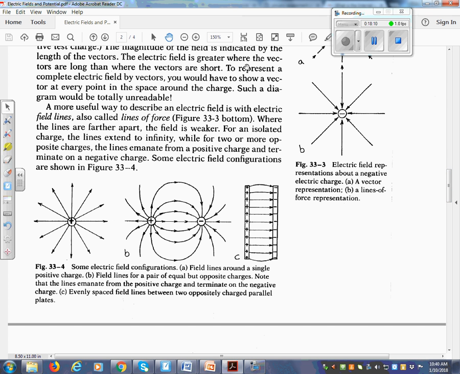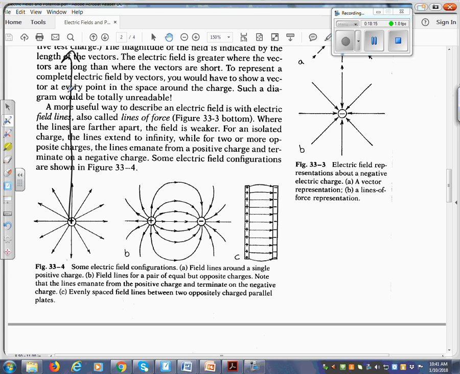These guys here, this is an isolated charge. This line will extend forever. But when you've got two charges, it goes from positive to negative, and it ends. Do you see the arrows here? How they go from positive to negative? Why do they go from positive to negative? Well, because if I put a positive test charge right there, it would be pushed away from this guy, and then it would be attracted by this guy, right? The field is always the direction that a positive test charge would go.